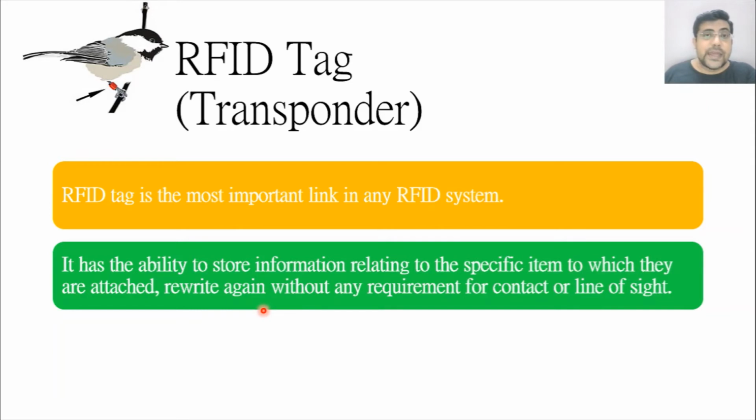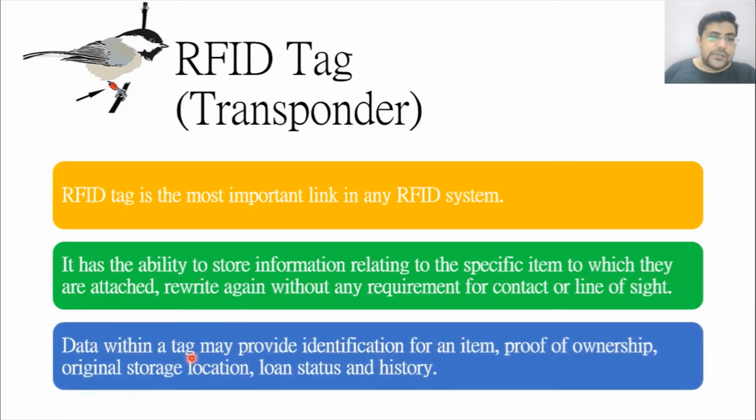So the RFID tag can store the information of that particular object. The object could be anything. It could be a book, it could be a bird, it could be whatever. You can store the information of that object within the tag. And not only store the information, it can rewrite it again without any requirement for contact or line of sight. Line of sight is mostly used with the barcode system. I'll tell you what is the difference between barcode and the RFID tag.